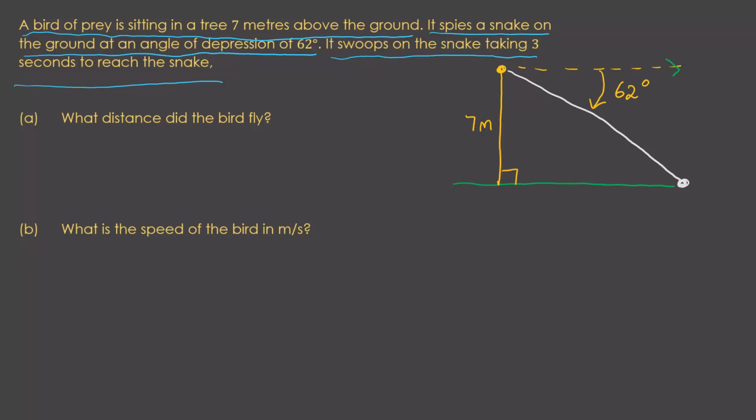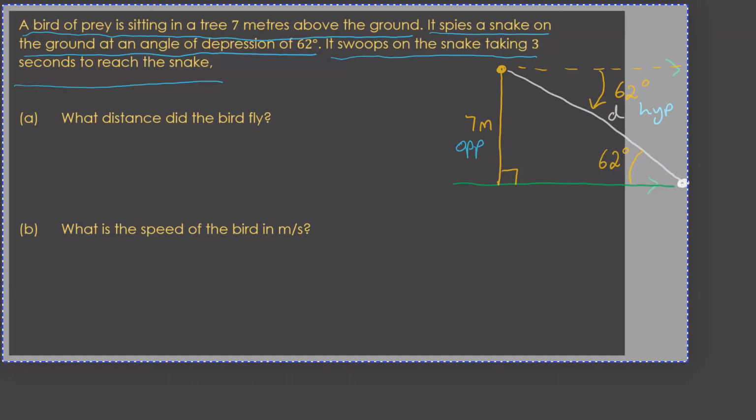Now, because this and this are horizontal, we can use alternate angles to say that this is 62 degrees. The distance that the bird flies is, of course, the length of the hypotenuse here. So this is the hypotenuse. This is the opposite.